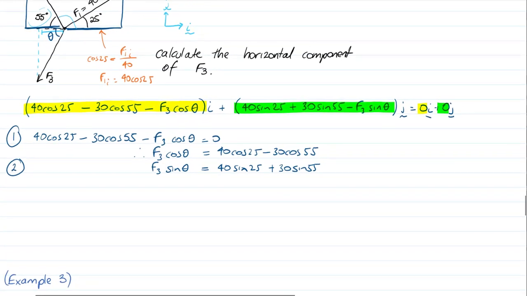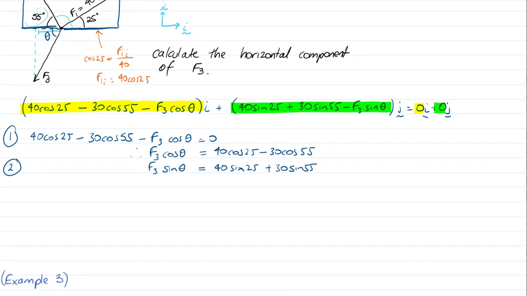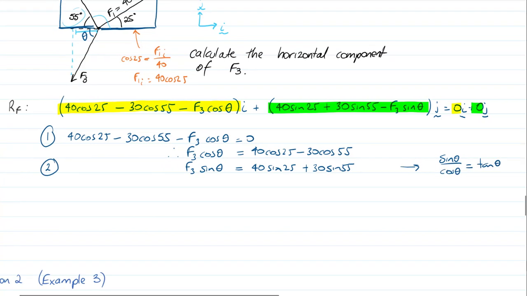Now here's something you will have covered, or you'll be very soon covering in methods. So I'm going to tell it to you. And that thing is that for this question it's important to recognise that sine theta over cos theta equals tan theta. Because I've got a problem here with solving for theta or F3. But what I'm going to do is equation 1 divided by equation 2. So that will look like this.